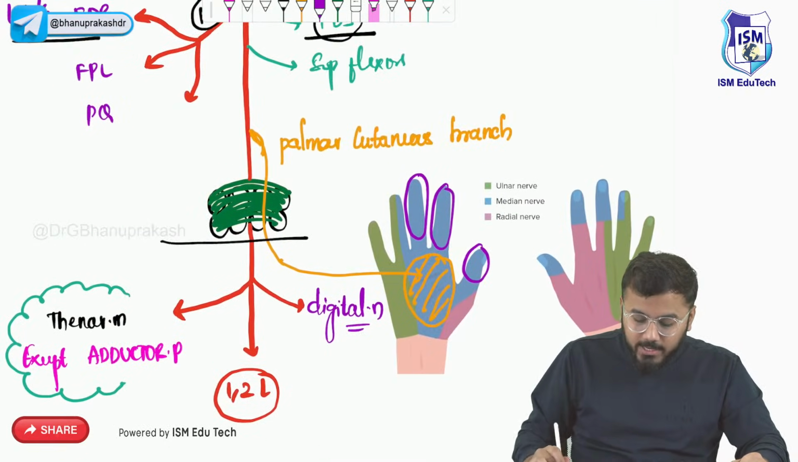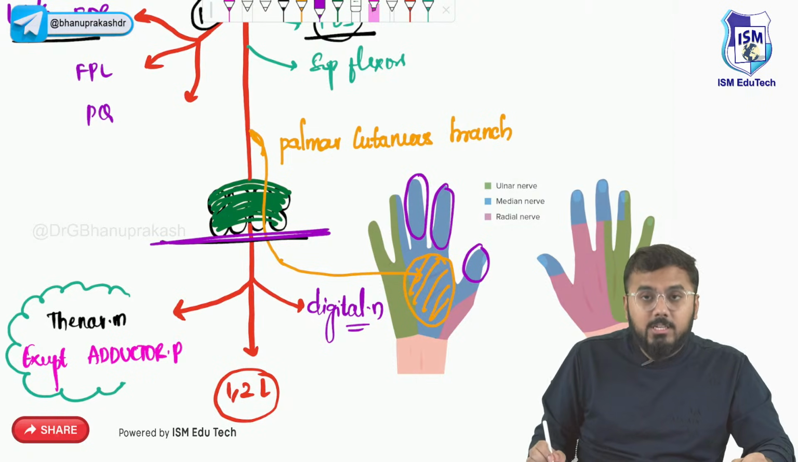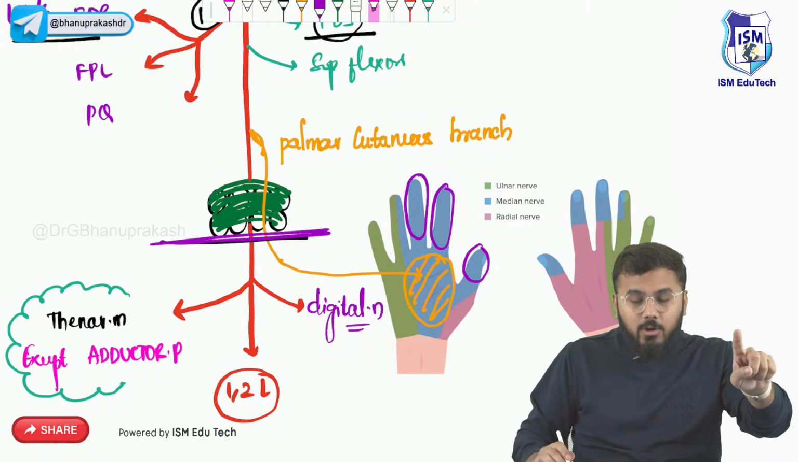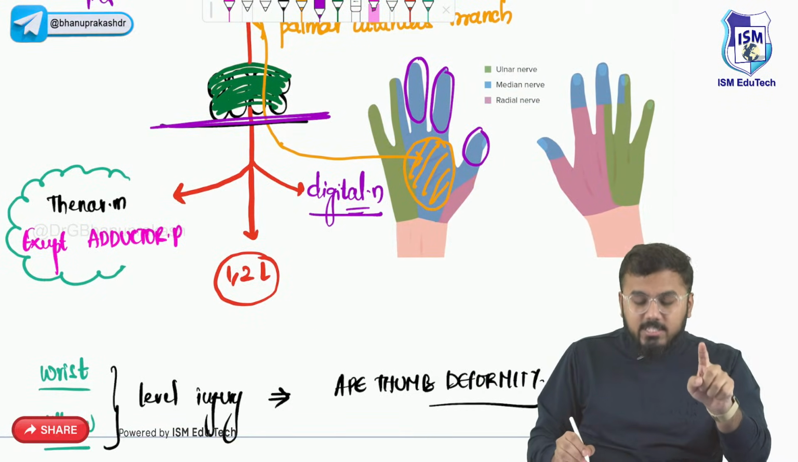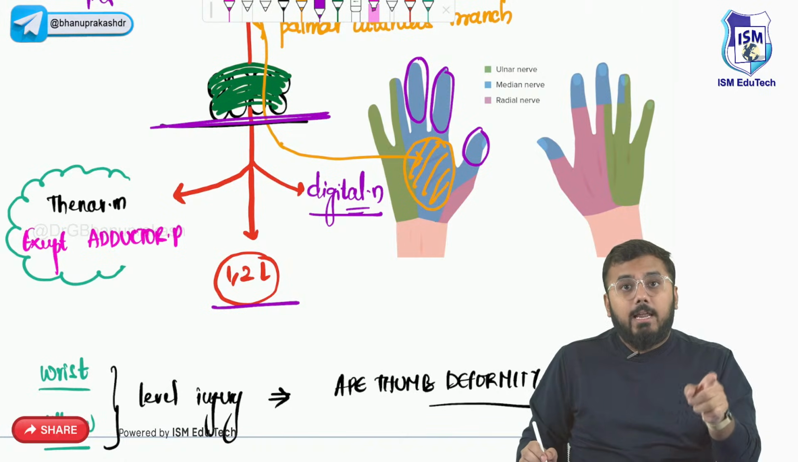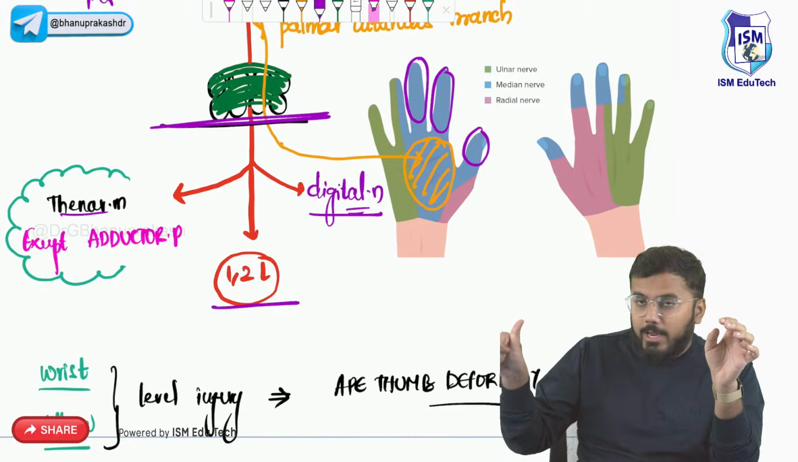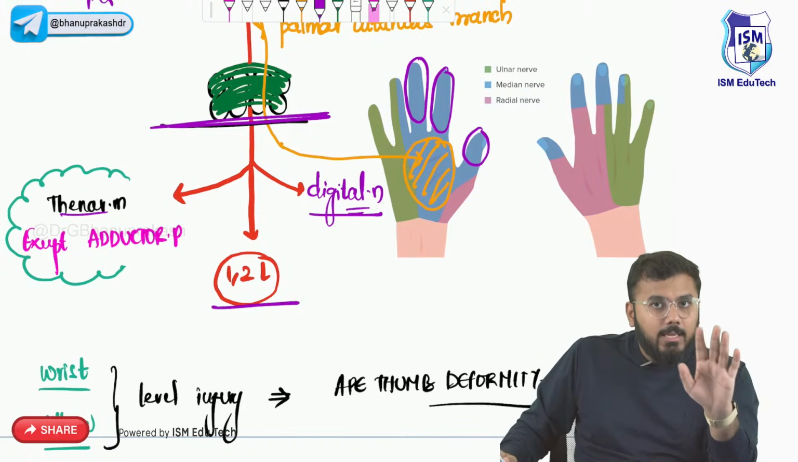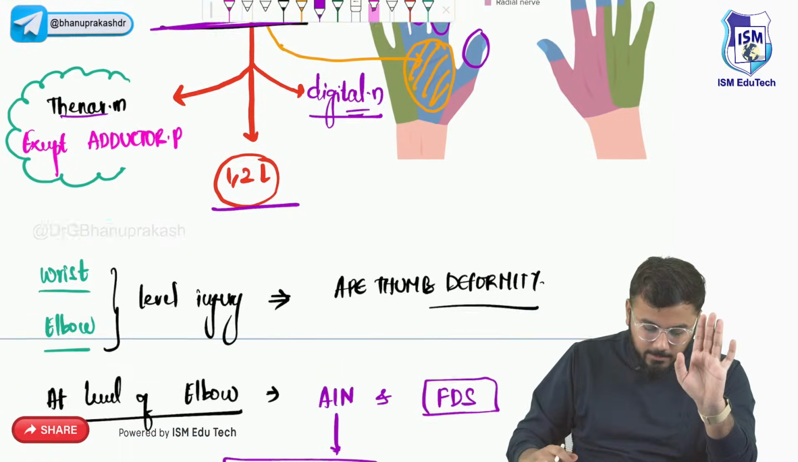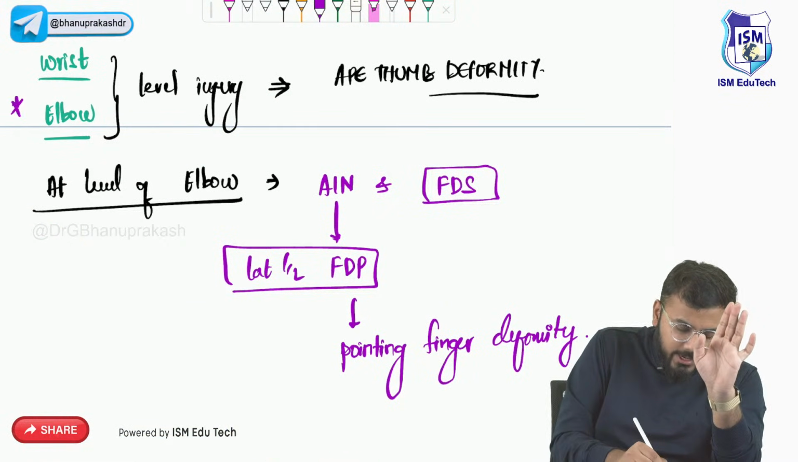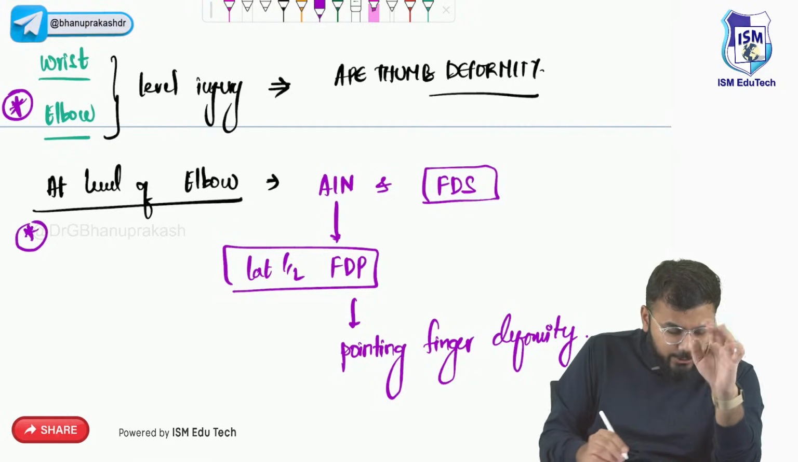But if there is an injury at the level of the wrist, the patient will not have pointing finger deformity, because the digital nerve is affected, the first two lumbricals are affected, and most importantly, the thenar muscles are affected, which will lead only to ape thumb deformity. Okay. Keep that in mind. So this is very, very important. Anyways, I'll make you do the questions now.